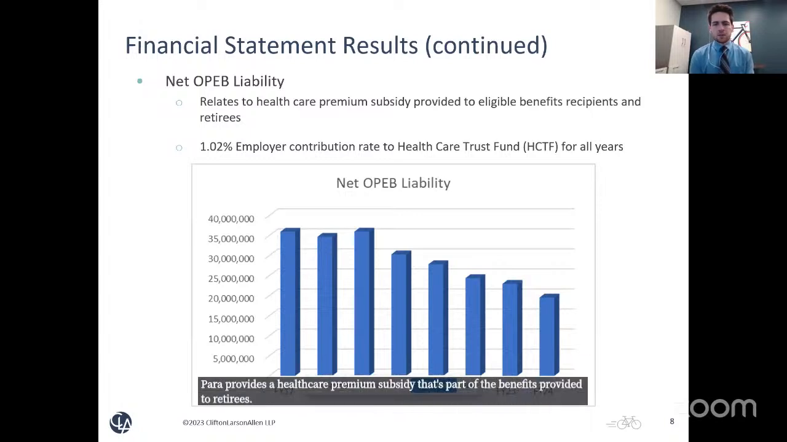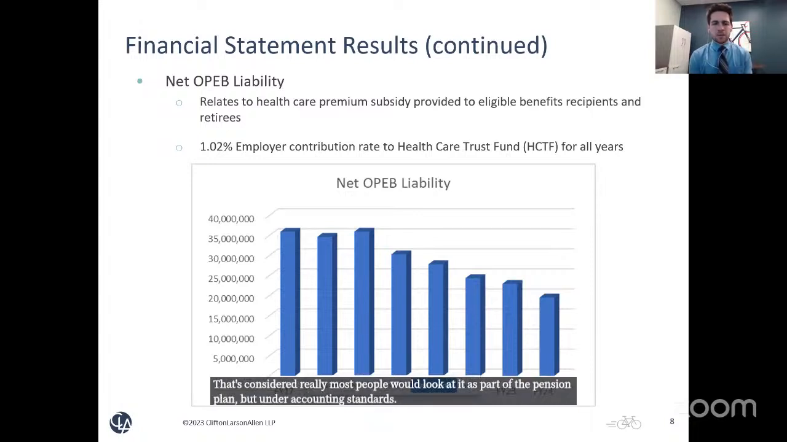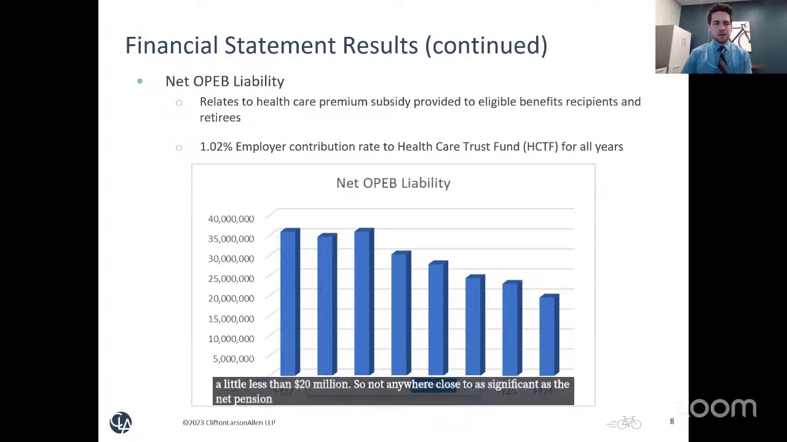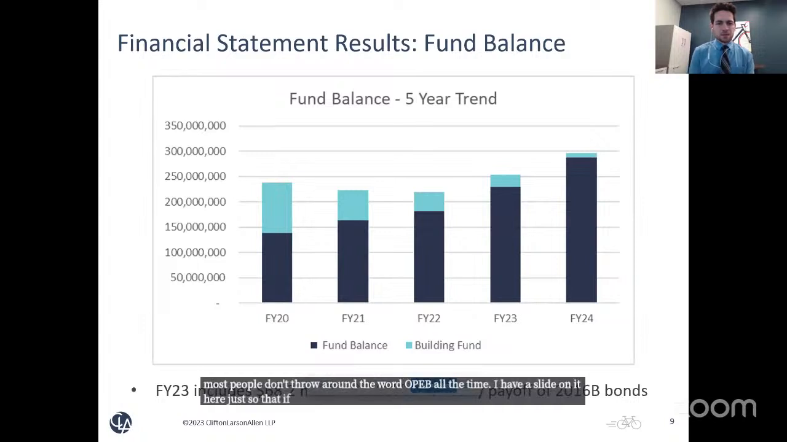That's considered, really, most people would look at it as part of the pension plan, but under accounting standards, it is viewed separately, and so that does get presented on a separate line. The amount is, for fiscal year 2024, a little less than $20 million, so not anywhere close to as significant as the net pension liability, but because most people don't throw around the word OPEB all the time, I have a slide on it here just so that if you're looking at the financial statements, you know what that includes.